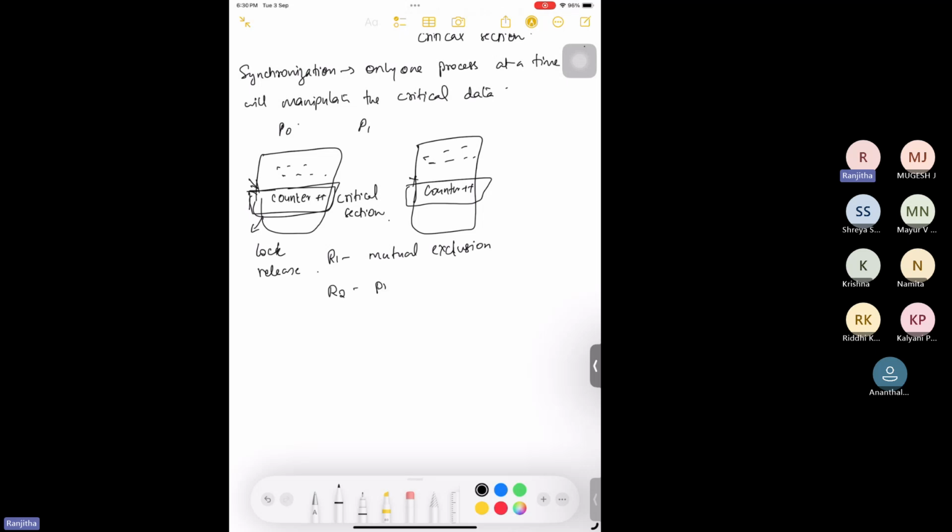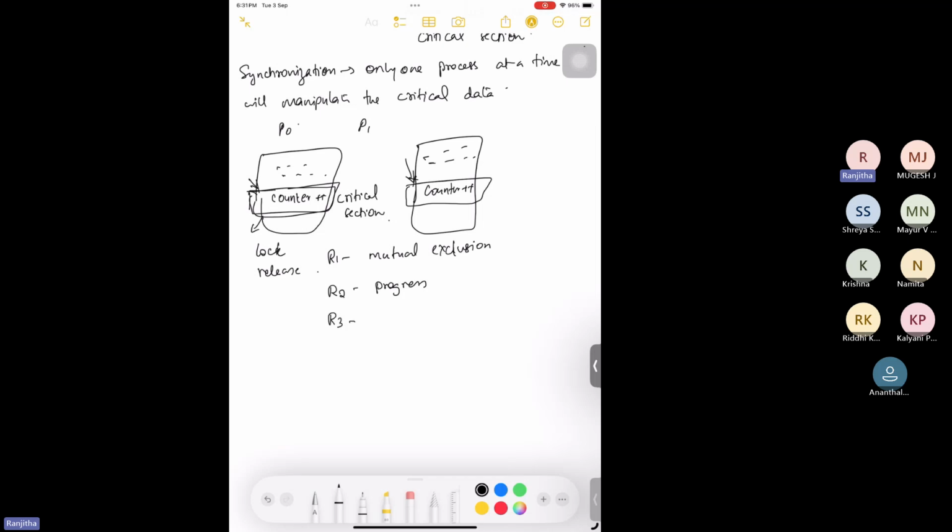The second requirement is progress. For example, P naught is currently not executing in the critical section. So now when P1 tries to enter, P1 should be able to enter. That's what progress means. In another way, if some process is already in the critical section, then it should prevent another process from entering. But if there is no process in the critical section, then any process that wants to enter should be able to enter. That is what progress is.